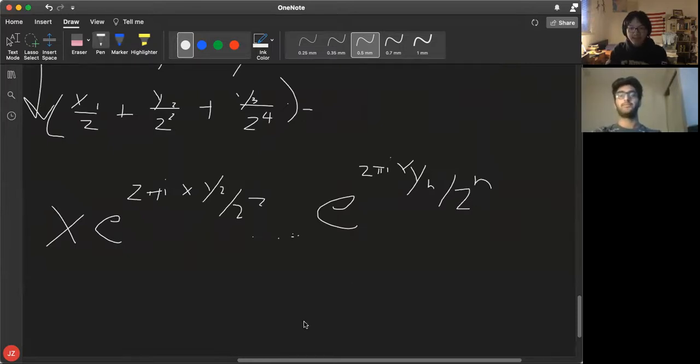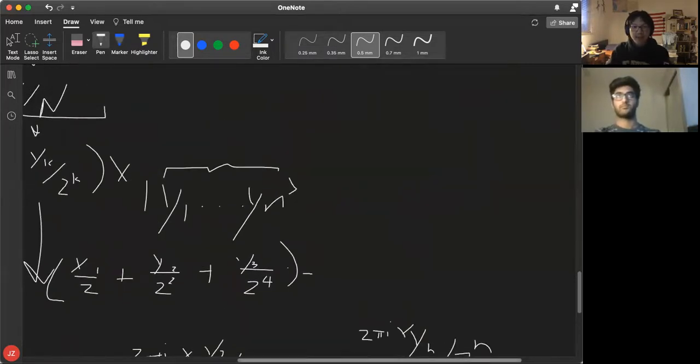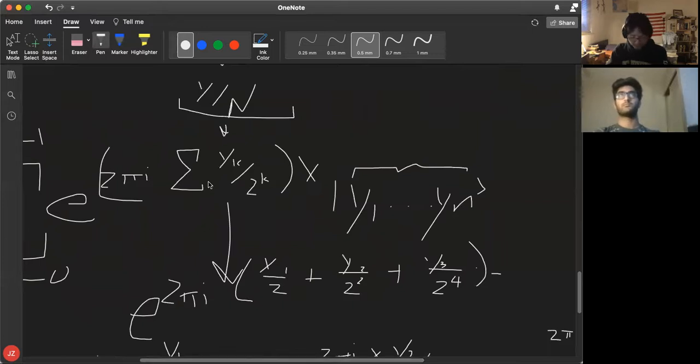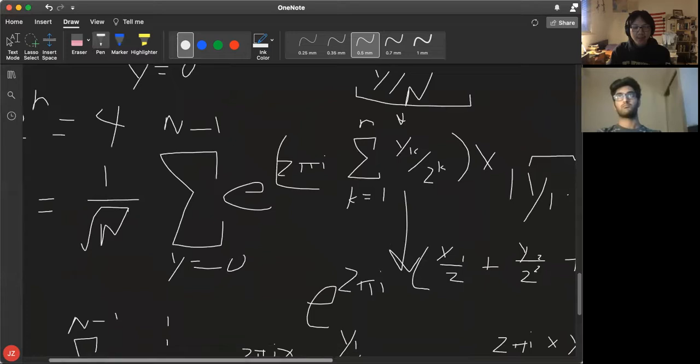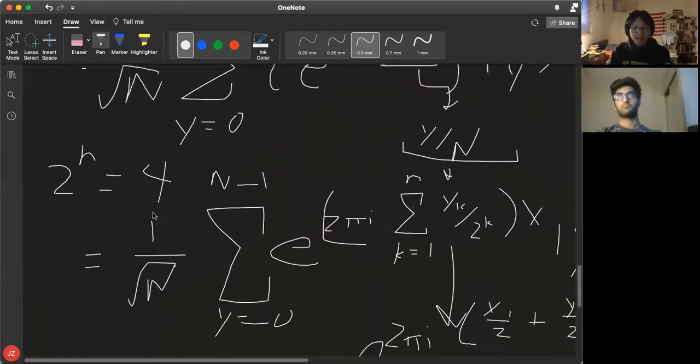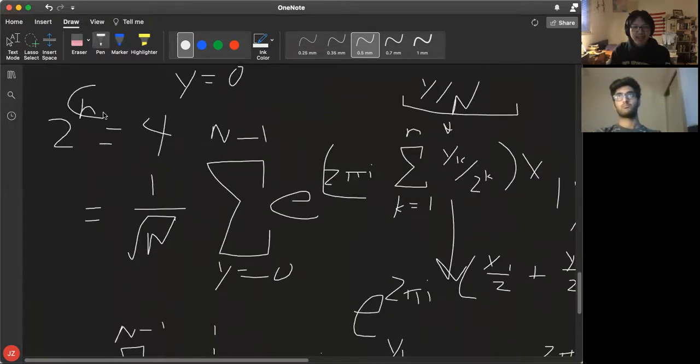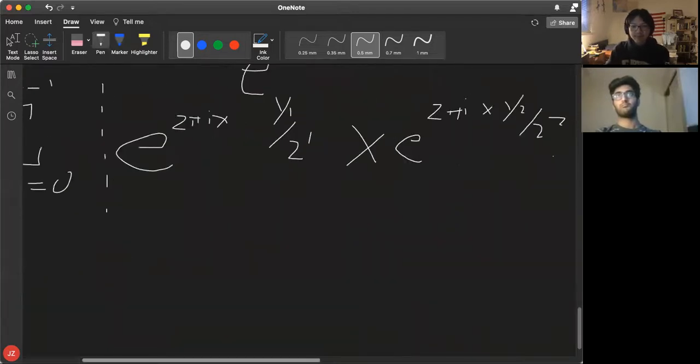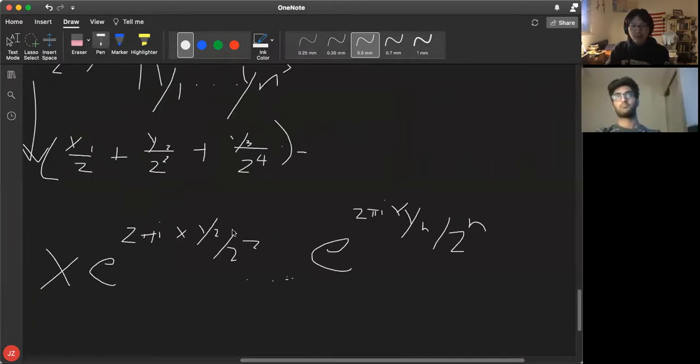And this n, by the way, if we go back up here, I should have mentioned that this k is equal to 1, and this k goes all the way to n. And this n is the same n that normally, for the circuit implementation, is the number of qubits essentially. So now I've written this whole thing out.